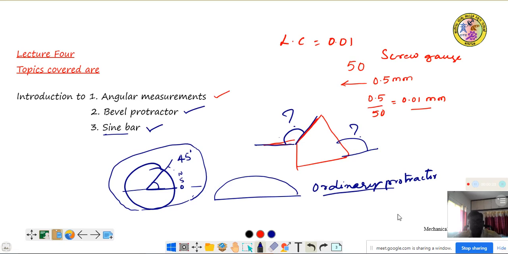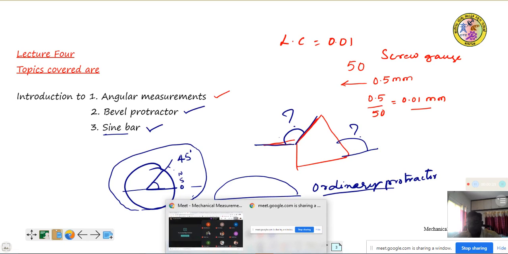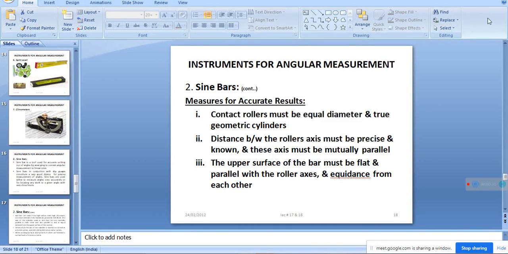Okay, so now, is the screen visible for you now? Yes, sir. Is the screen visible?